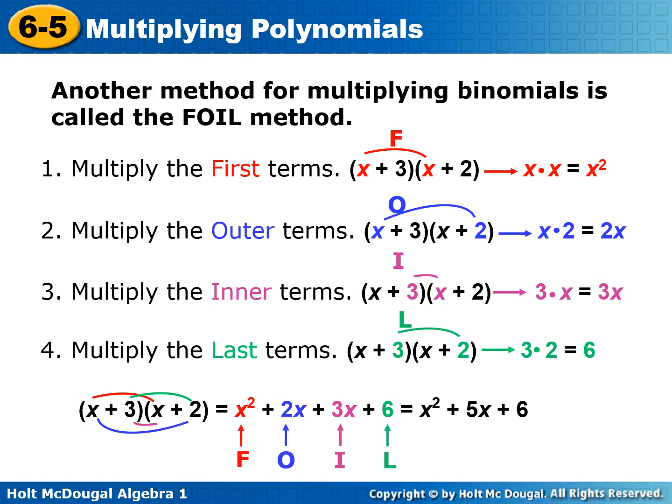Okay, x squared being the product of our two first terms, 2x the product of our two outer terms, 3x the product of our inner terms, and 6 the product of our last terms. Then, if there's a need to combine like terms, given that we have 2x and 3x there, we combine them and we simplify, right? So x squared plus 5x plus 6, that will be our final answer.